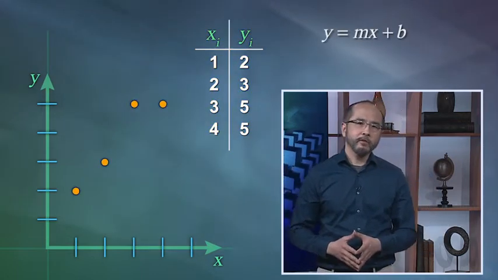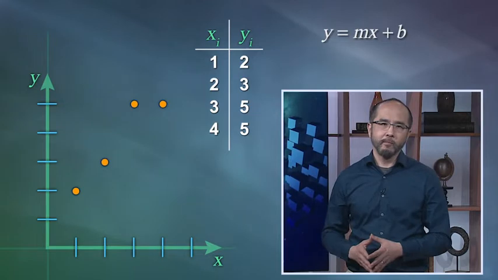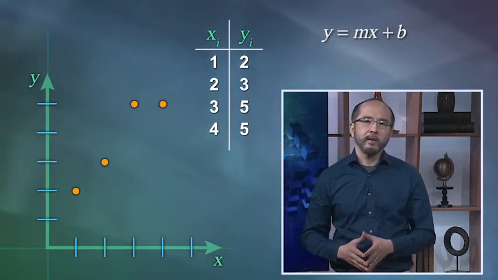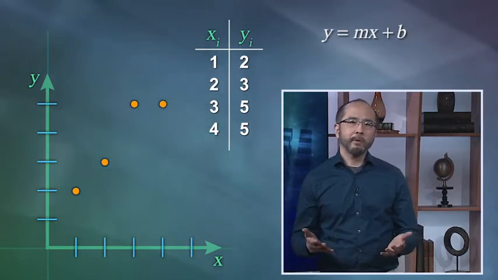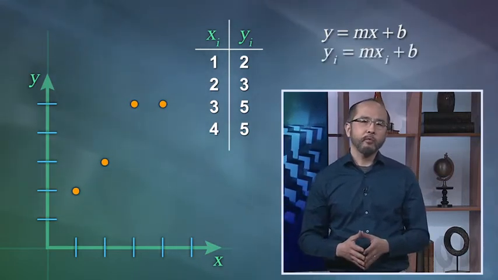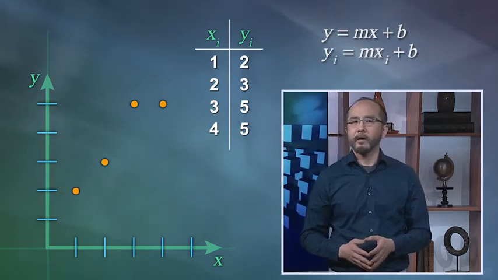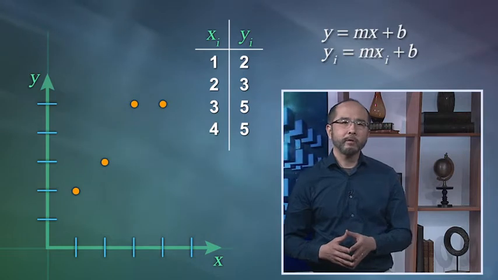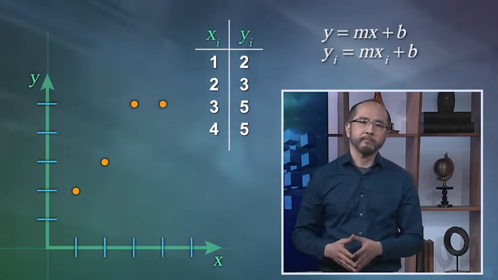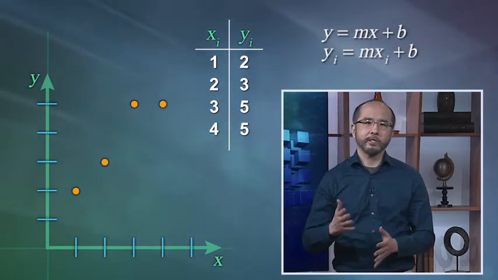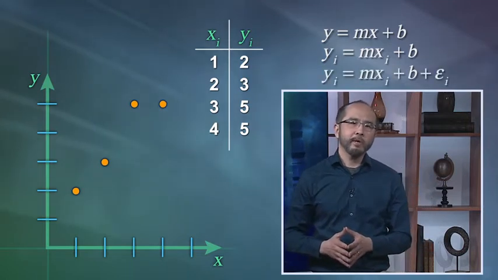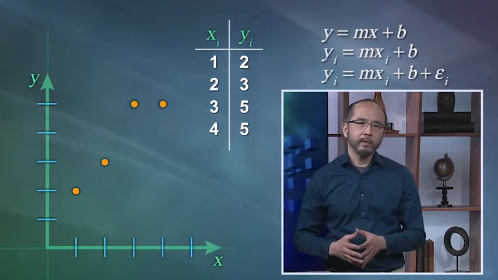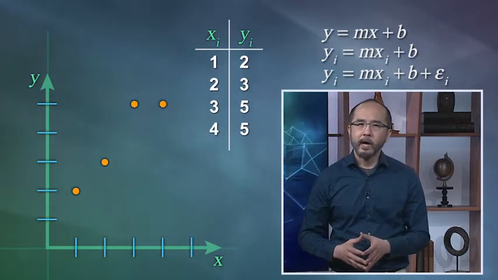Now, suppose the equation for the best fitting line is given by y equals mx plus b. If the data fit the line perfectly, then we would expect for each data point that yi equals m times xi plus b. But in reality, the points don't lie perfectly on a line. Maybe they lie off the line just a little bit. In that case, we expect yi equals m times xi plus b plus a little epsilon sub i.